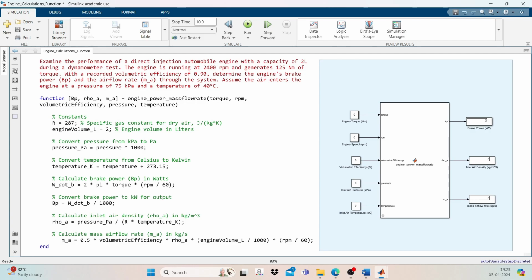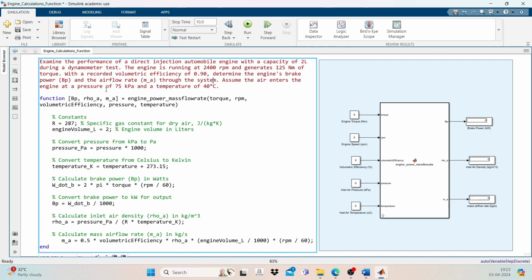The engine used for this presentation is a 2-liter direct injection engine, and the engine is running at 2400 rpm. Also, it generates 125 newton meters of torque. So as you can see here, the engine rpm is 2400 and the torque value is 125 newton meter. The volumetric efficiency of the engine is 0.90, that is 90%.